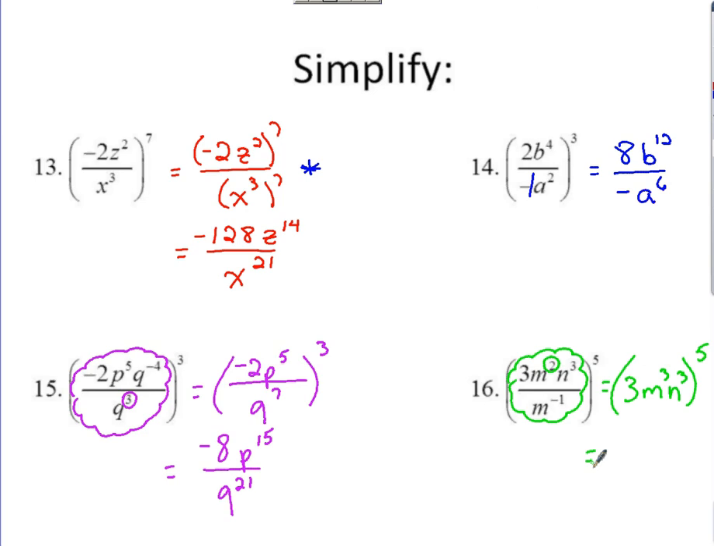Raise everything to a power of 5. Quick, what's 3 to the 5th? 243, thank you. M to the 3rd to the 5th is m to the 15th. Likewise on n to the 3rd to the 5th, that's n to the 15th.